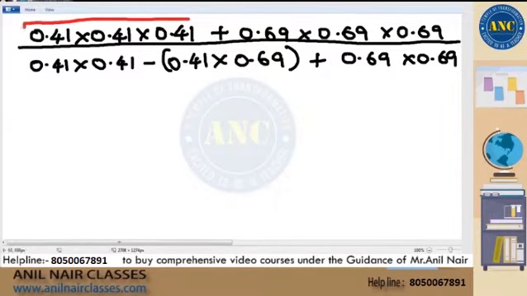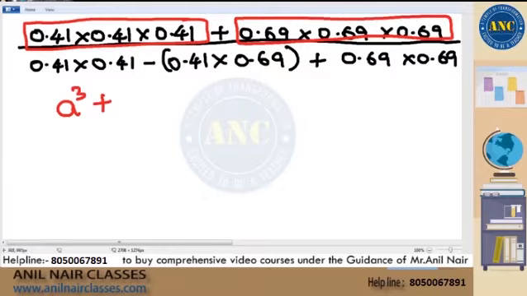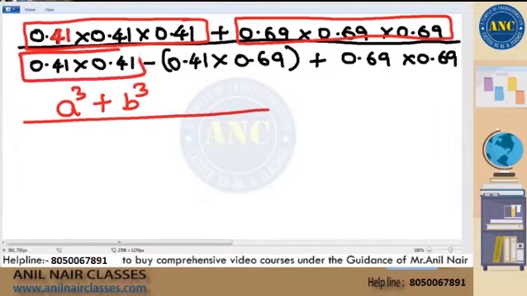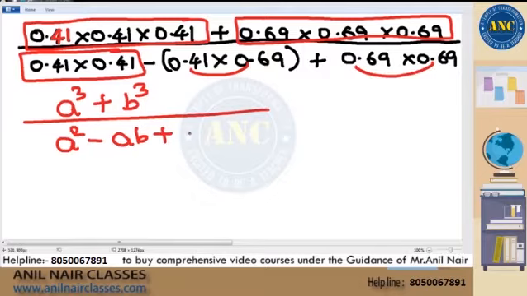This is the same term multiplied 3 times, I can write it as a power 3, plus the same term multiplied 3 times, I can write it as another variable b power 3. Divided by this, 0.41 I already called a, so this term is a multiplied 2 times, a square, minus a and b multiplied, minus ab, plus b multiplied 2 times.